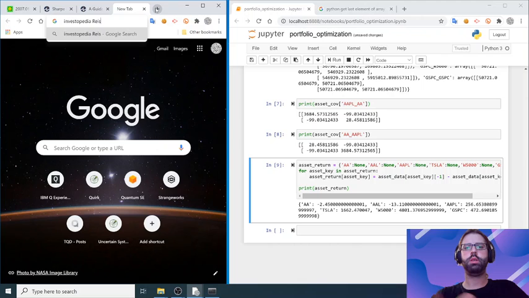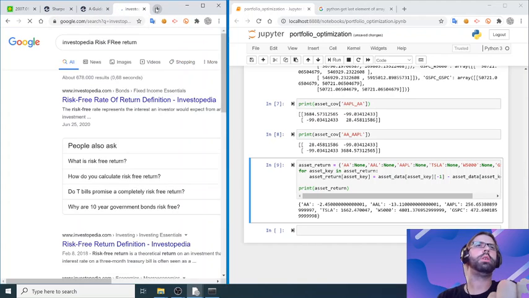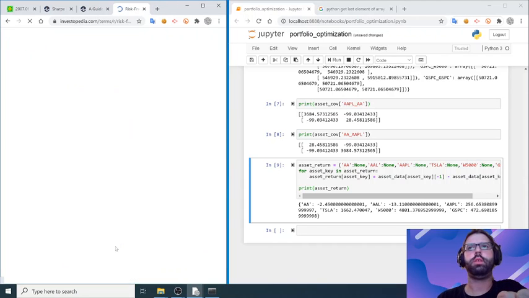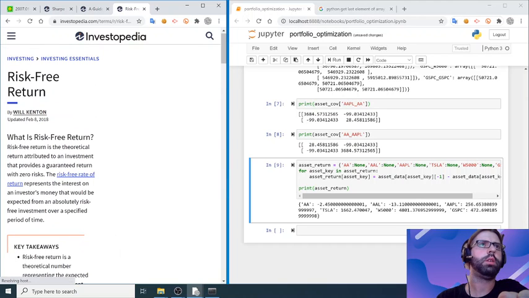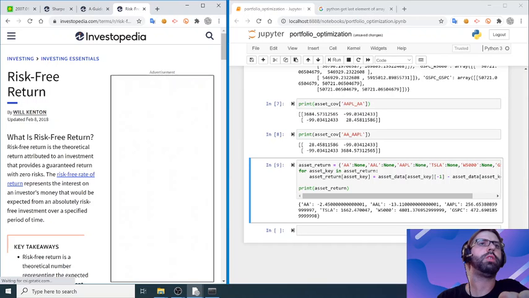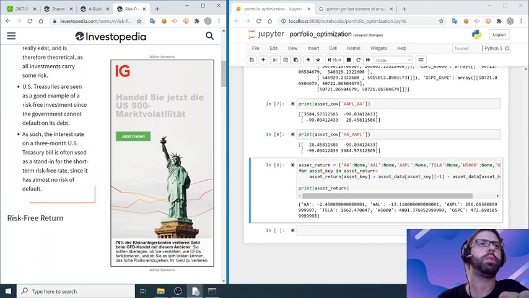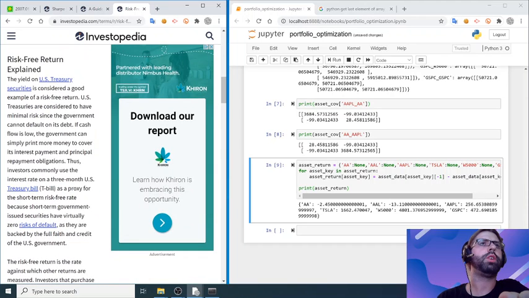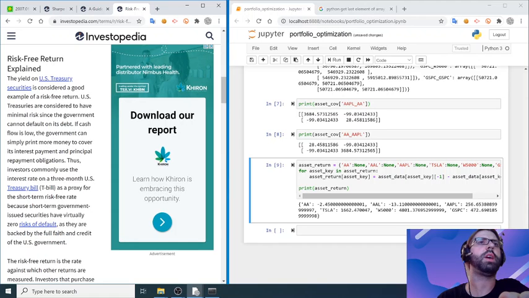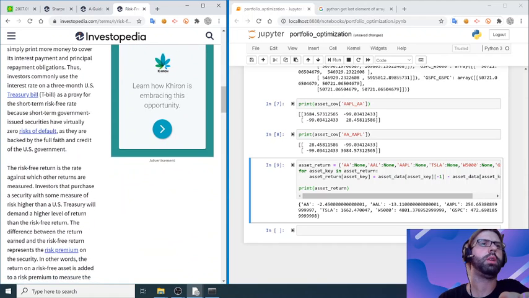Investopedia, risk-free return. A theoretical return attributed to an investment that provides a guaranteed return with zero risk. The risk-free rate of return represents the interest on an investor's money that will be expected from an absolutely risk-free investment over a specific period of time. The yield on Treasury securities is considered a good example of risk-free return. U.S. Treasuries are considered to have minimal risk since the government cannot default on its debt. Okay, get it. How do I calculate that?